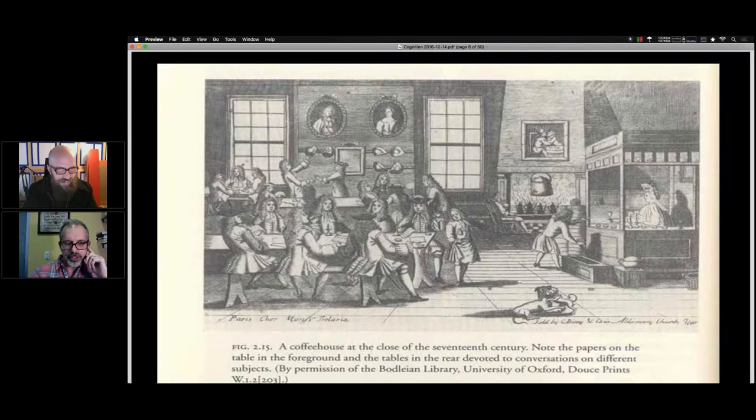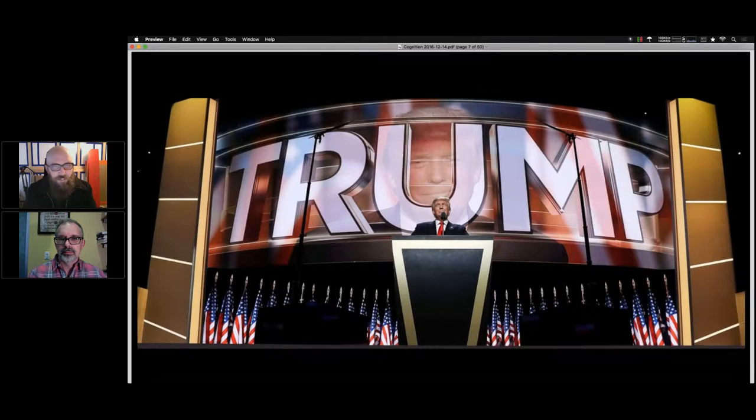Note the papers on the table in the foreground and the tables in the rear devoted to conversations on different subjects. And again, this is the baseline of democratic theory. It's also the baseline of a rational capitalist market. With full access to information and making reasonable decisions, democracy will function and a capitalist society will function. That is great in theory, but in practice, democracy looks very different. Yeah, this is what democracy looks like.